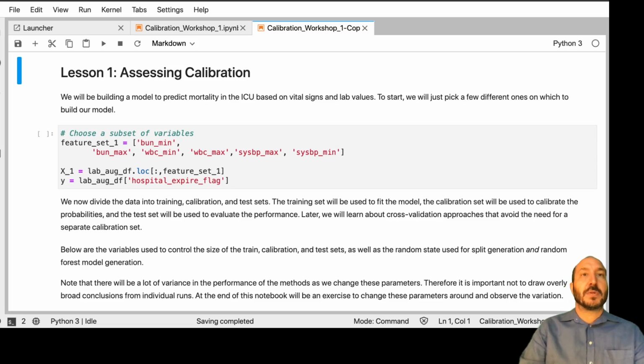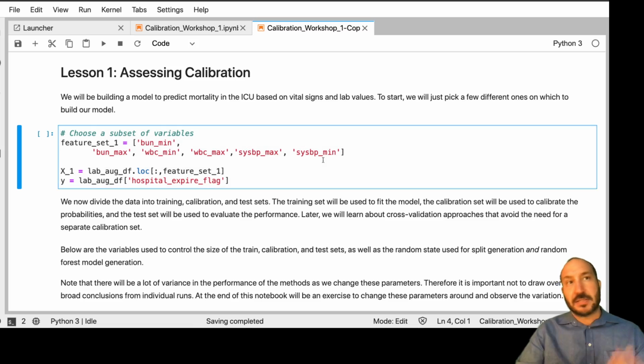So to start, I'm gonna just pick 6 variables. It's actually 3 different, 2 lab values and 1 vital sign measurement. So this is BUN, the blood urea nitrogen, and we're gonna have its minimum and maximum value. WBC is the white blood cell count, again, minimum and maximum, and SysBP is the systolic blood pressure. And these are just 3 variables. Again, the idea is just to build a model so that we can then see is it calibrated or not.